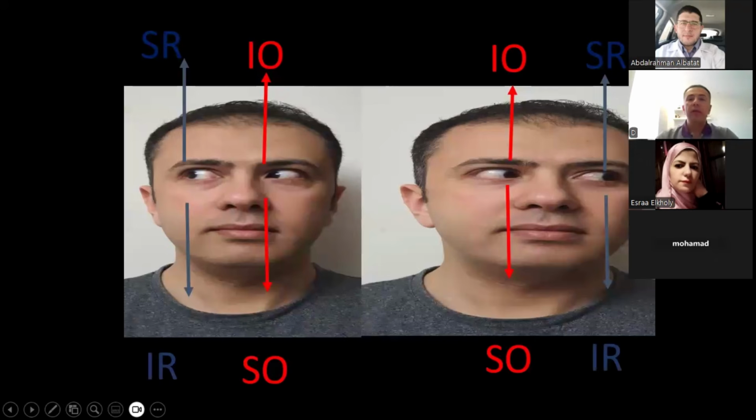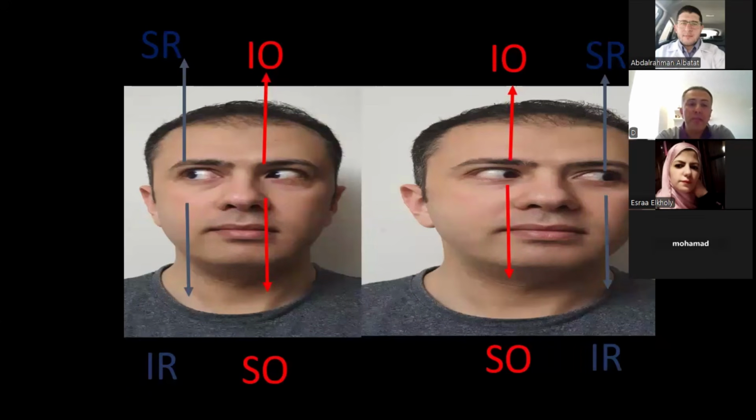So again, the first rule of understanding the balance of extraocular muscles is to know each muscle has an action, and on the other hand, we have an antagonistic action to that action. So what will happen if we look right and left? This is rule number 2. If you look right, the right eye will be abducted and the left one will be adducted.